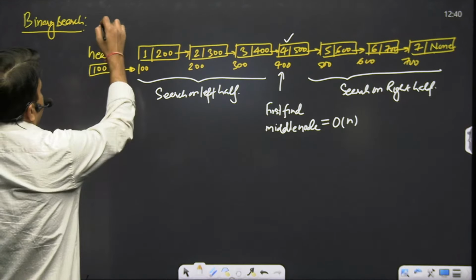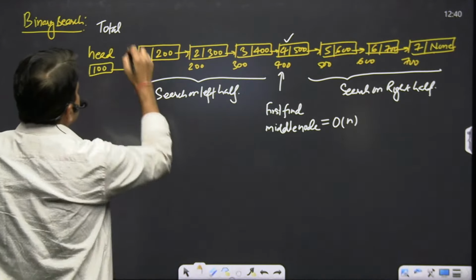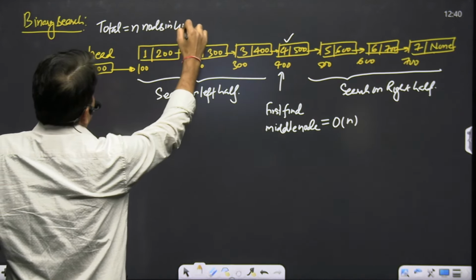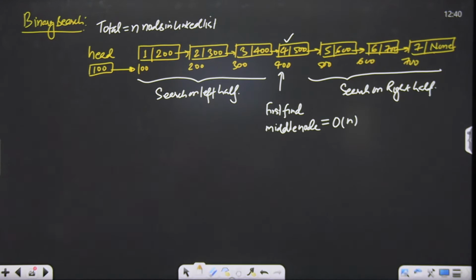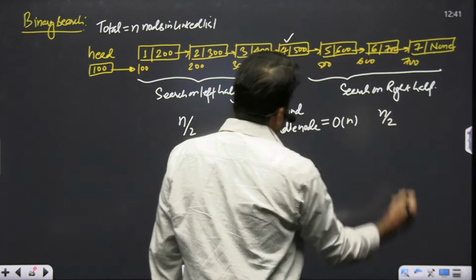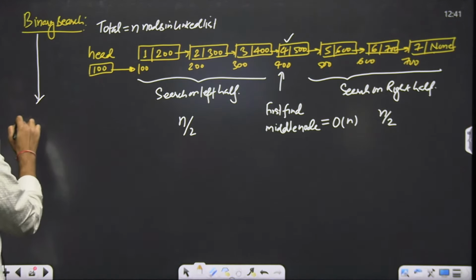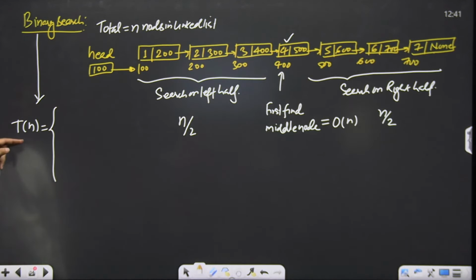If there are total n elements, n nodes in the linked list, then how many nodes are on the left-hand side, student? Near about n by 2, and here also n by 2. Okay. Now, in binary search, if there are n nodes, the time complexity for this search is T(n). Let us assume that for n nodes, this is T(n).